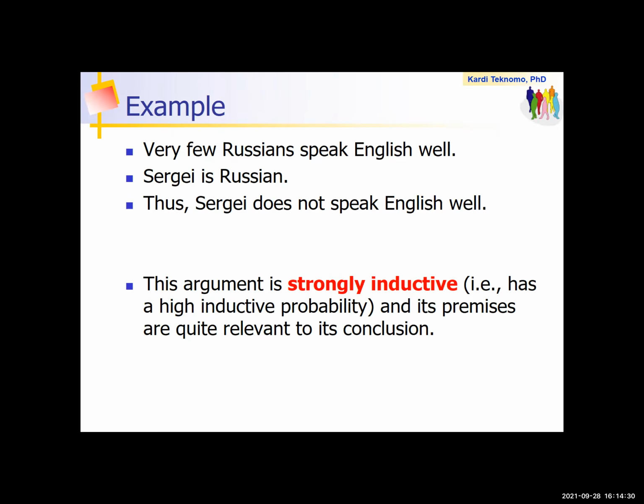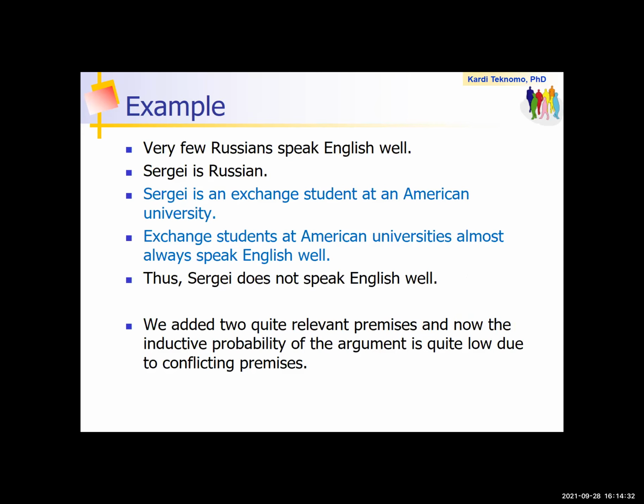So what happens if we add more premises? Very few Russians speak English well, and Sergey is Russian, and then we add this too. Sergey is an exchange student at an American university. An exchange student at an American university almost always speaks English well. Thus, Sergey does not speak English well. What do you think about this?